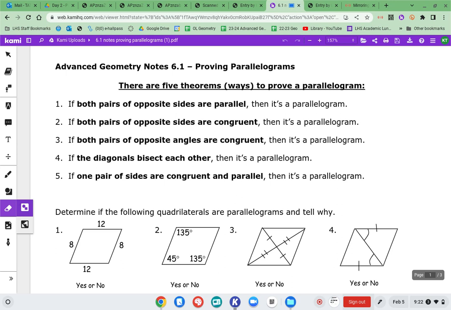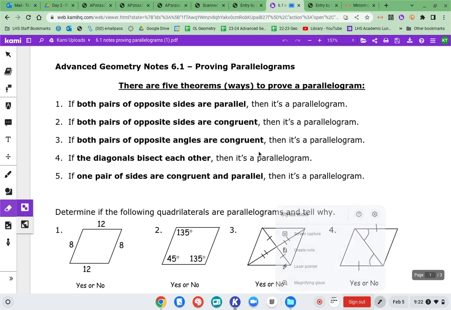But there's one more that's convenient for our proofs. If you can prove that one pair of opposite sides is parallel and that same set of sides is also congruent, then you can also prove it's a parallelogram. So we've got 5 different ways of determining if it is a parallelogram or not.